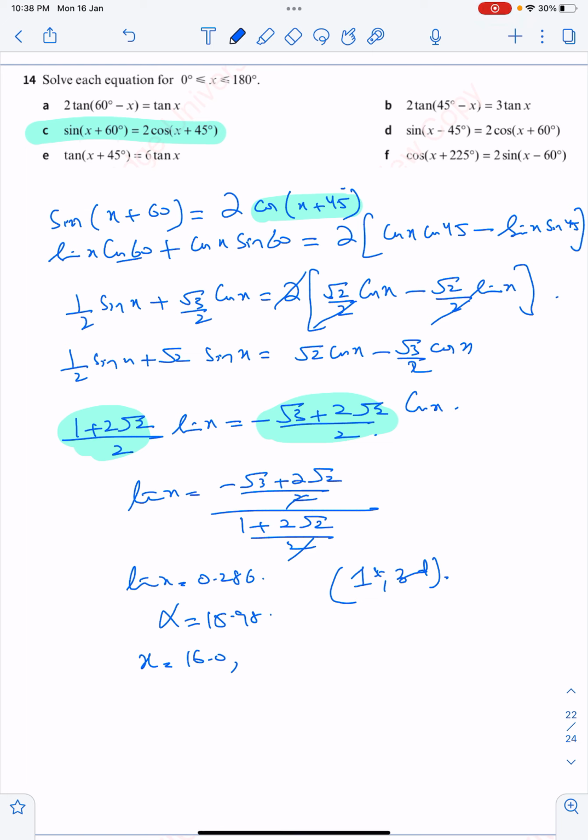And for the third quadrant it will be 180 plus 15.98, which is 195.98, so 196 up to 1 decimal place. Okay, these are the two answers for question number 14. You have to find out the angle up till 180 only, so you don't have to take this angle, you just have to take the first one. This was the answer.